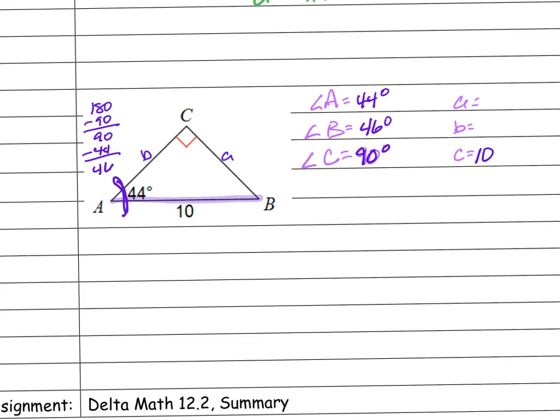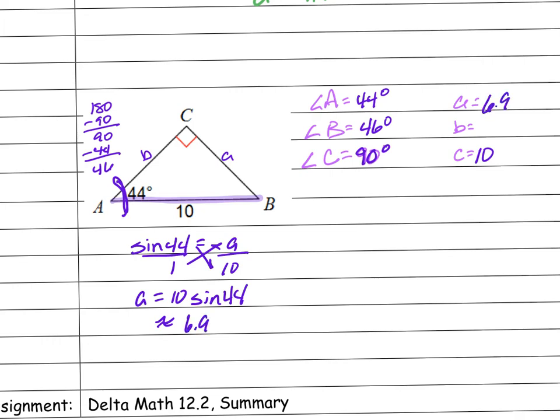So let's go ahead and find A. A is opposite of 44, so that's sine. So sine of 44 equals A over 10. So cross multiply, so I get A equals 10 sine of 44, which is approximately equal to 6.9.